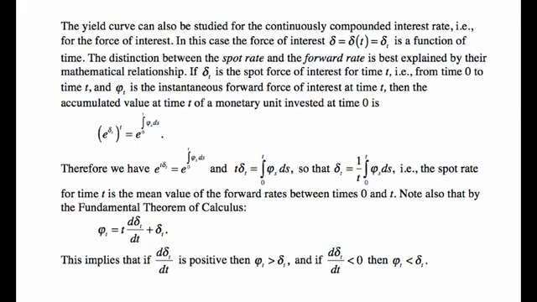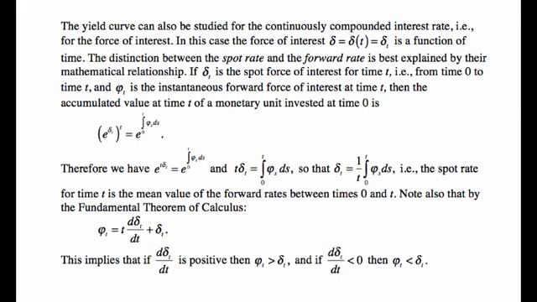And we look at the accumulated value at time t of a monetary unit, so like $1 invested at time 0, and it's going to be e to the delta sub t times t for the spot rate, and also e to the integral from 0 to t of phi sub s ds for the forward rate. Well, that implies that e to the t delta t is equal to e to the integral from 0 to t of phi sub s ds, or, if you take the natural logarithm of both sides, t delta t is equal to the integral from 0 to t of phi sub s ds, so that delta sub t is 1 over t times the integral from 0 to t of phi sub s ds.